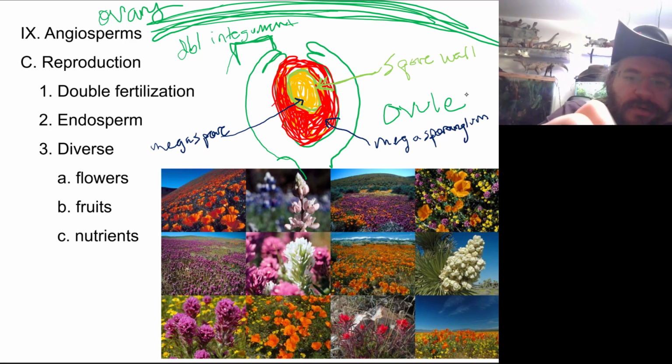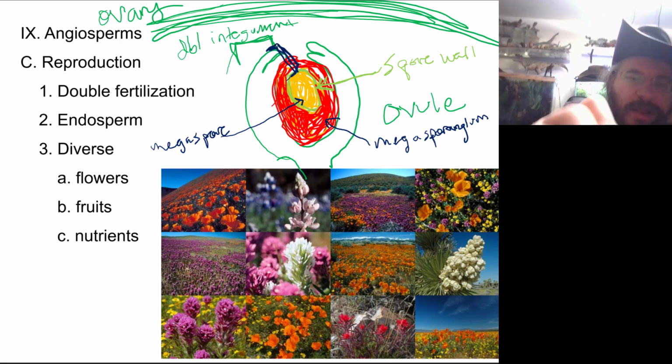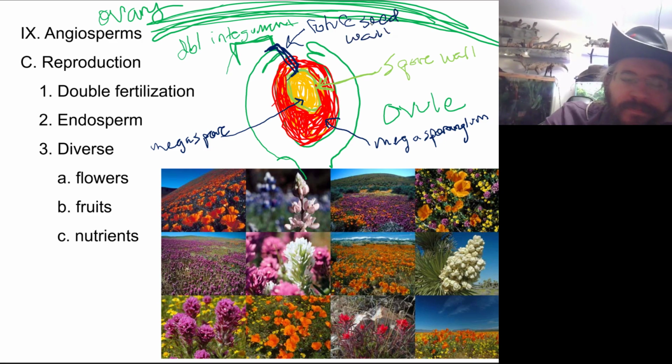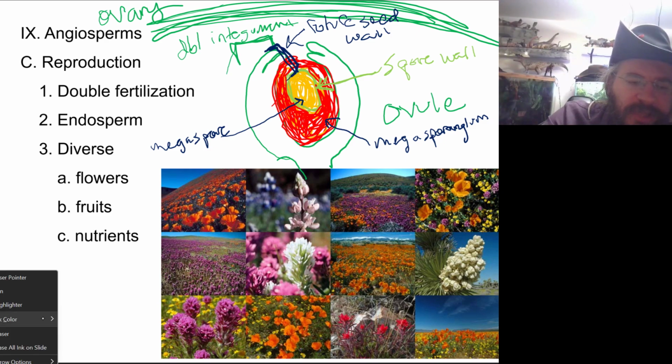Right, so it's worth noting that the spore wall, the megasporangium, and that double integument are all destined to become the future seed wall. Just a reminder. Okay.